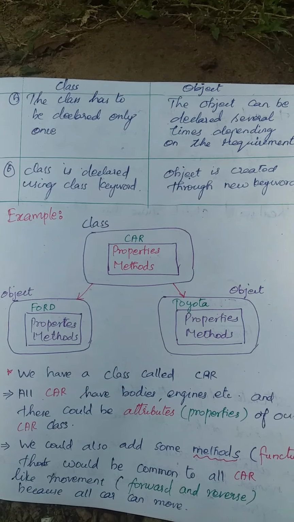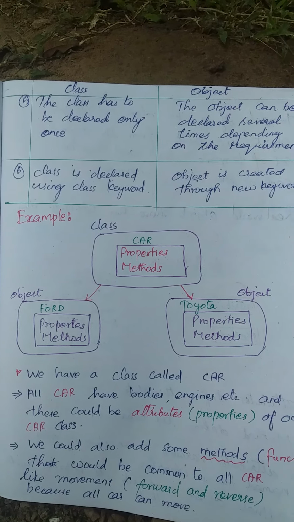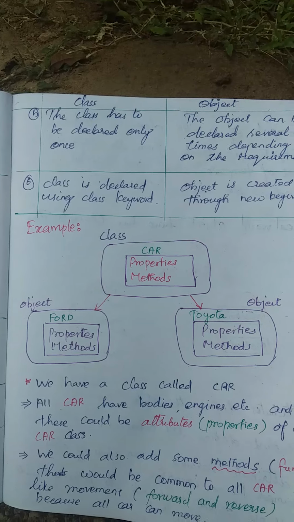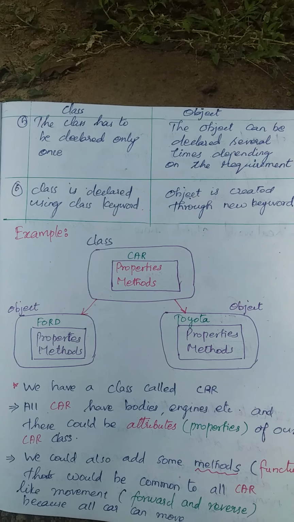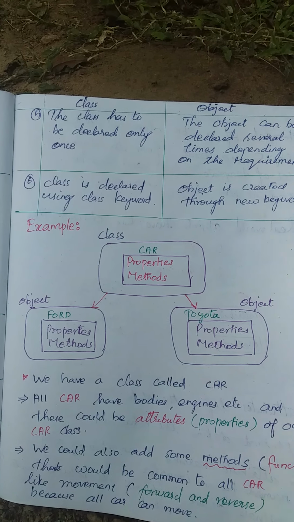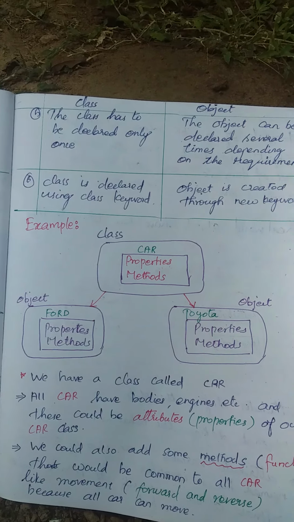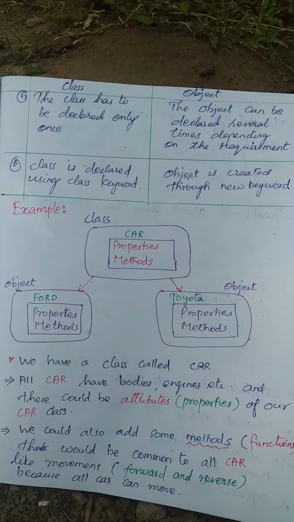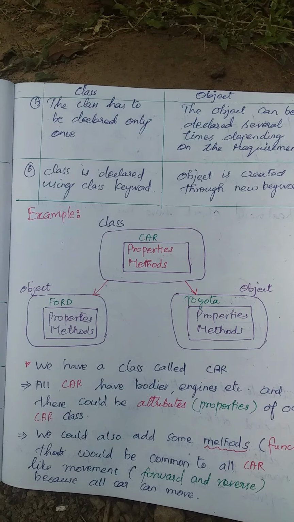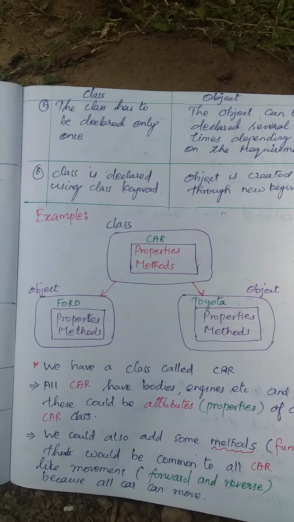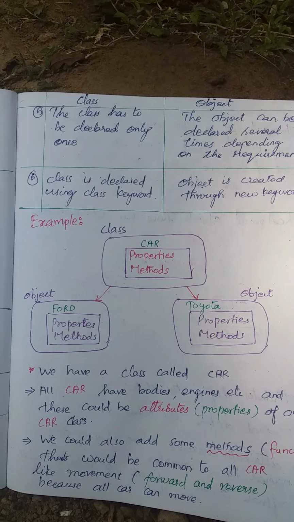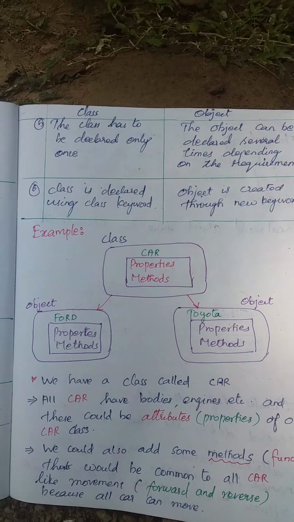Here in this example we have a class. From this we have two classifications, Ford and Toyota. Normally a car will have some characteristics. Those characteristics are properties and methods. A car can be manufactured by Ford, or it can be a Toyota car or some other manufacturer, but commonly there will be some properties and methods for every model. So normally a car is used for driving, moving forward, backward, turning left, right.